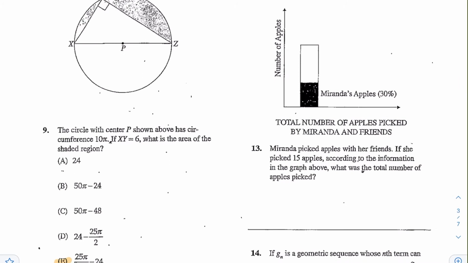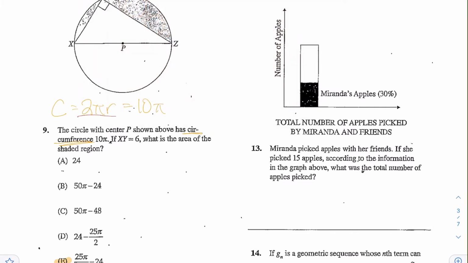All right, next for number 9, the circle with center P, shown above, has a circumference of 10 pi. If xy is equal to 6, what is the area of the shaded region? So here we know that the circumference is equal to 10 pi. Circumference is kind of like the perimeter. The formula is 2 pi r, and we know that's equal to 10 pi.